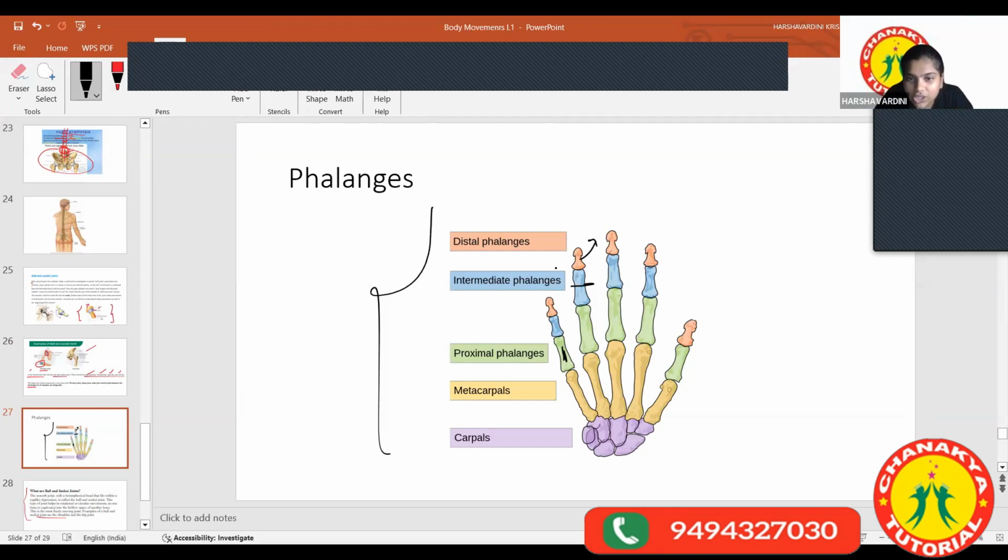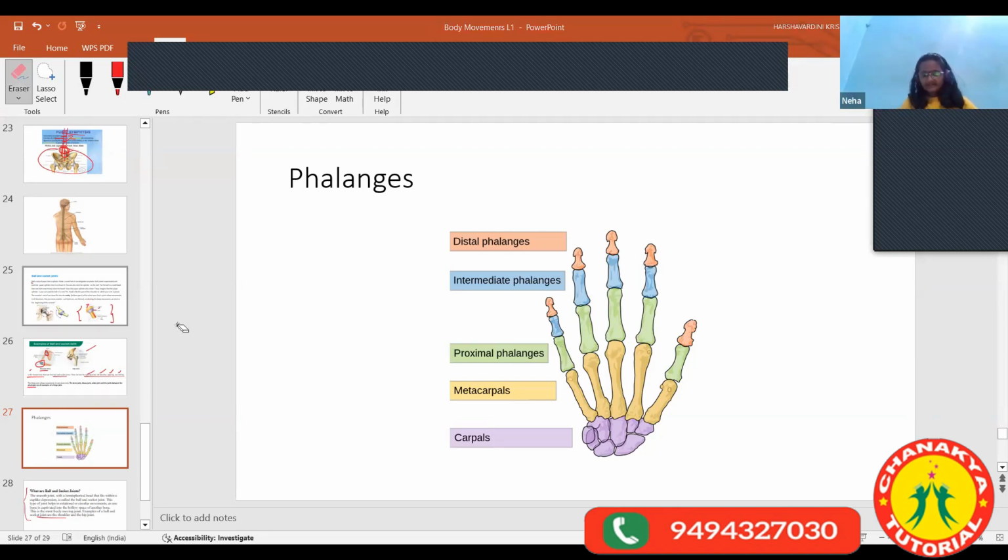And the joints here are called... no, the joints. Ma'am, here you have the joints, hinge. Yeah, hinge. Correct. Hinge joints. Understood now? For the phalanges, hinge joints.